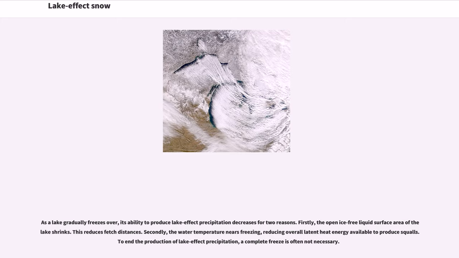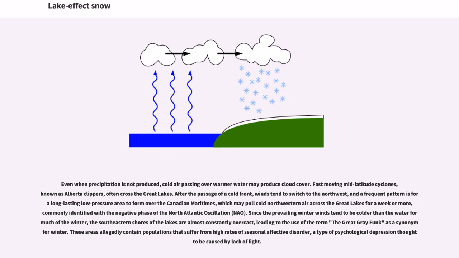To end the production of lake effect precipitation, a complete freeze is often not necessary. Even when precipitation is not produced, cold air passing over warmer water may produce cloud cover. Fast-moving mid-latitude cyclones, known as Alberta Clippers, often cross the Great Lakes. After the passage of a cold front, winds tend to switch to the northwest, and a frequent pattern is for a long-lasting low-pressure area to form over the Canadian Maritimes, which may pull cold northwestern air across the Great Lakes for a week or more, commonly identified with the negative phase of the North Atlantic Oscillation.